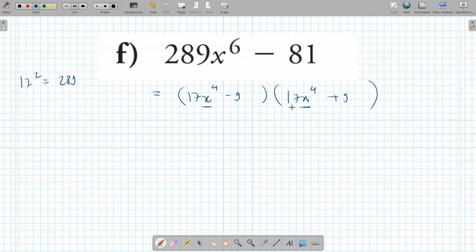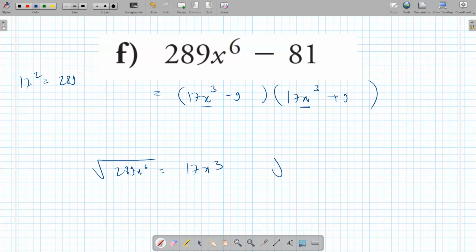There's a quick tip. When we're doing a difference of squares, you're square rooting it, okay? When you square root it, the power cuts in half. So the square root of 289x^6 is 17x^3. The power always cuts exactly in half.